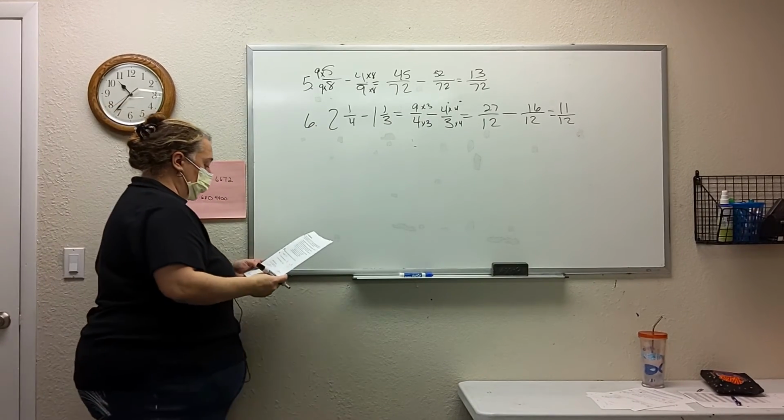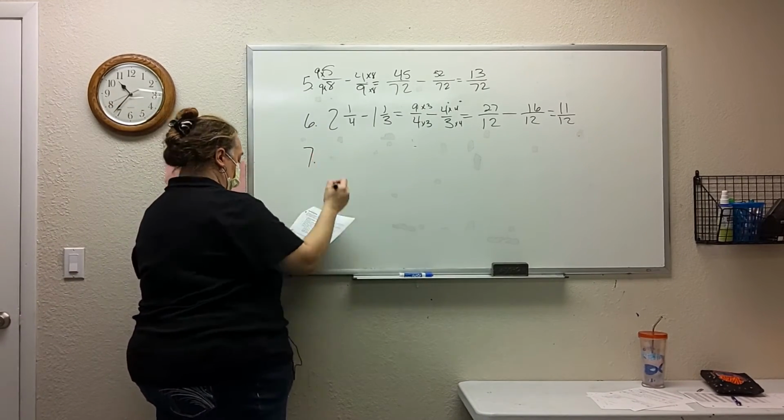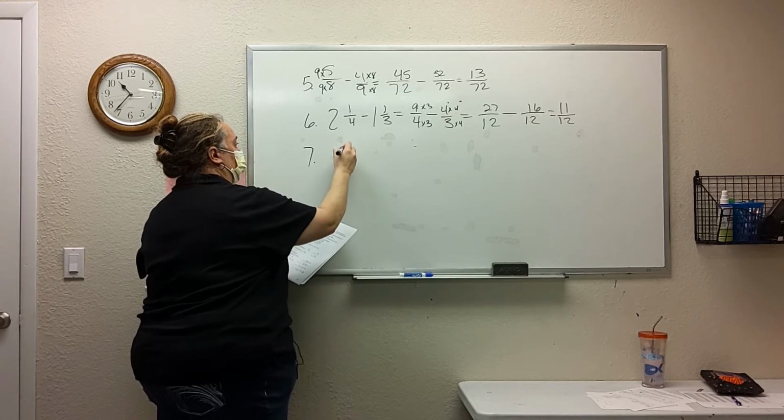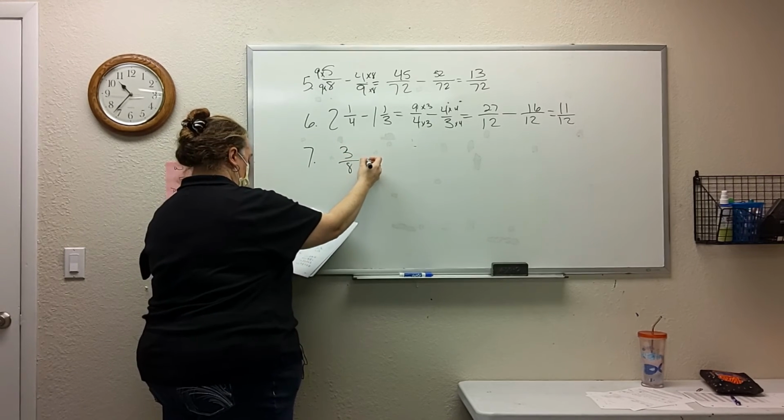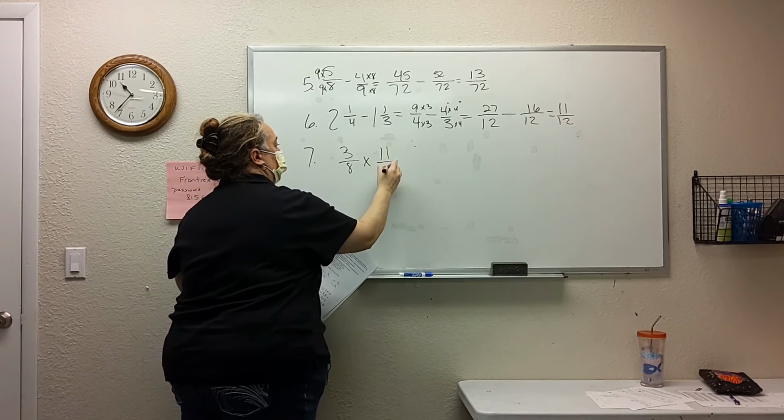Multiplying and dividing, I don't need a common denominator. This gets a lot easier. Number 7. I got 3 over 8 times 11 over 12.